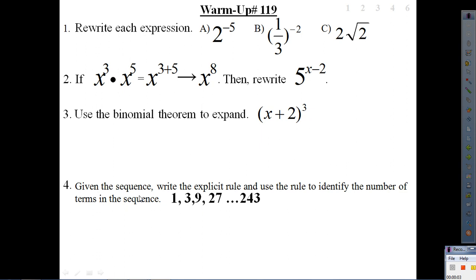And number 4, given the sequence, write the explicit rule. Use the rule to identify the number of terms in the sequence. The sequence given is 1, 3, 9, 27, ... 243.